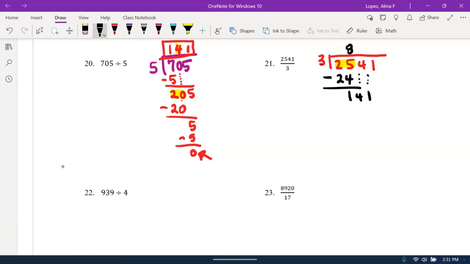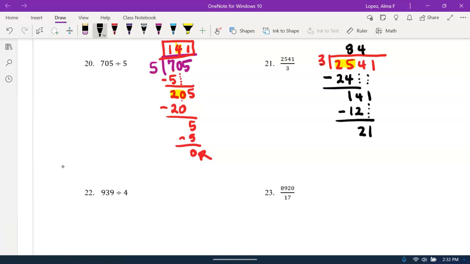Let's see if we can go a little bit bigger. 5. 3 times 5 is 15. Too big, so 4 wins. 4 times 3 is 12. Bring it down, subtract. That guy's just going to come down. 4 minus 2 is 2, and 1 minus 1 is 0.